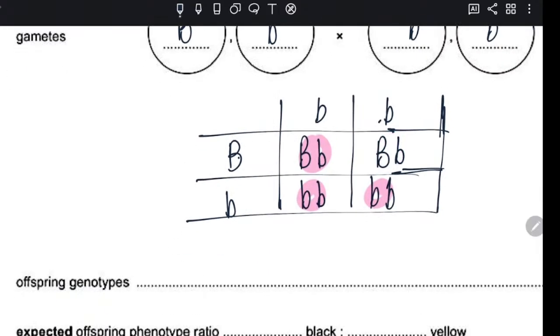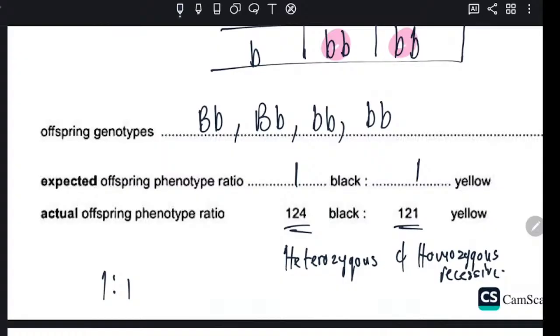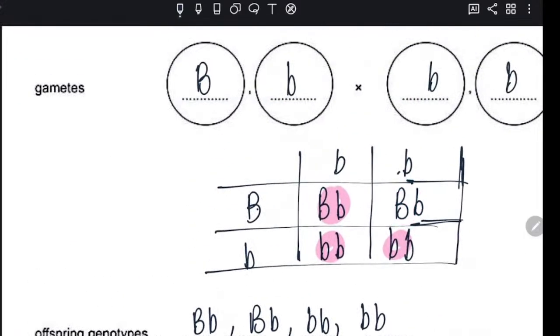So offspring genotypes. What are the genotypes of the offspring? Big B, small b, big B, small b, small b, small b, small b, small b. What are the expected phenotype ratio? 1 black to 1 yellow. And that is what you have. And you get your marks. So remember this ratio. Are we together, students?